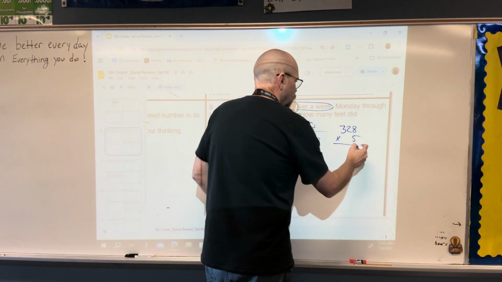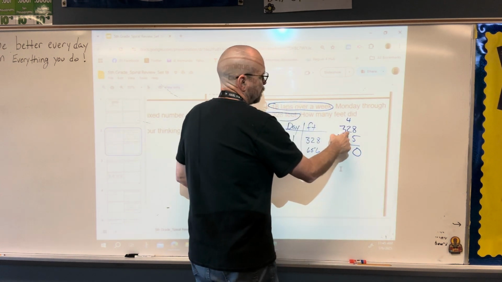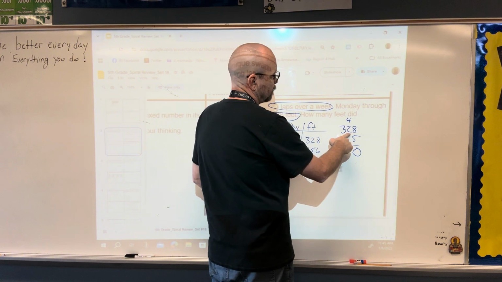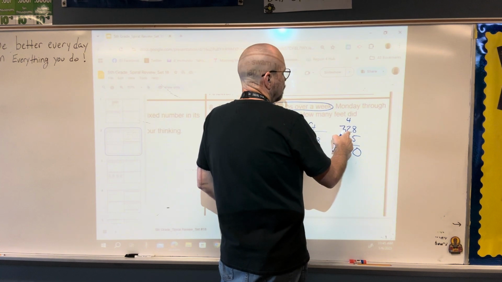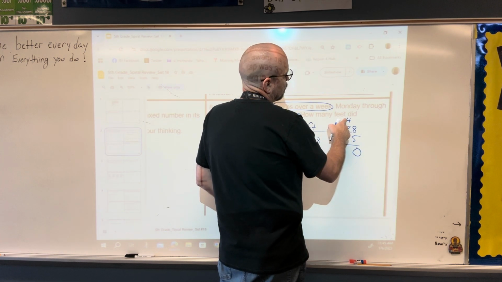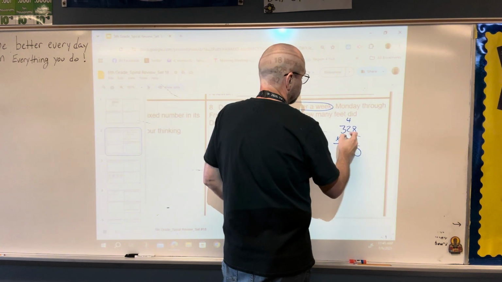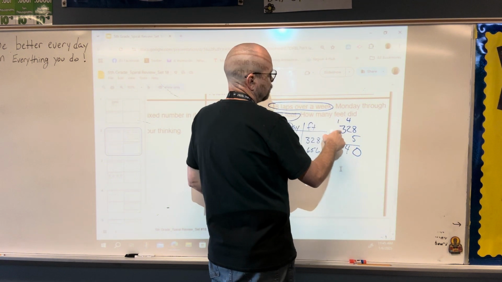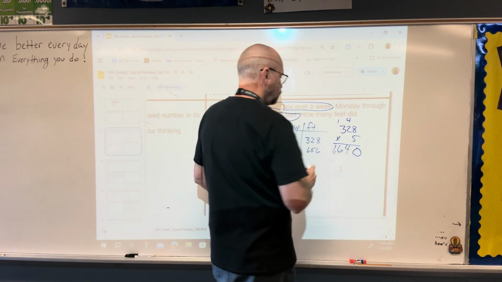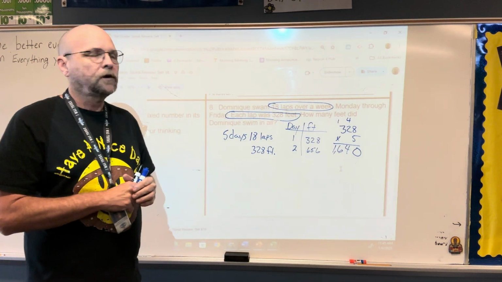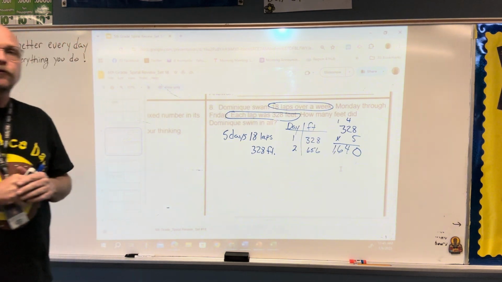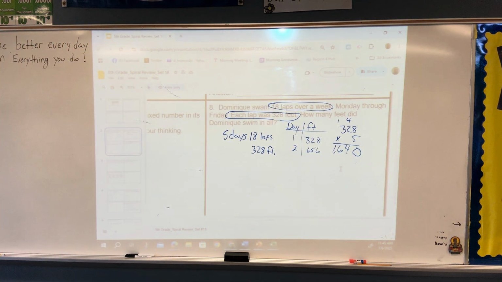5 times 8 is 40. 5 times 20, because that's 2 in the tens place. 5 times 2 tens is 100, plus 4 more, it'd be 140. 5 times 3 is 15, plus 1 more is 16. So she would swim a total of 1,640 feet in a week, Monday through Friday. 5 days, 1,640 feet.